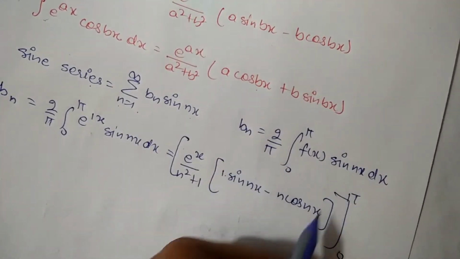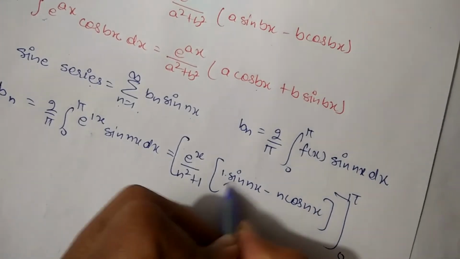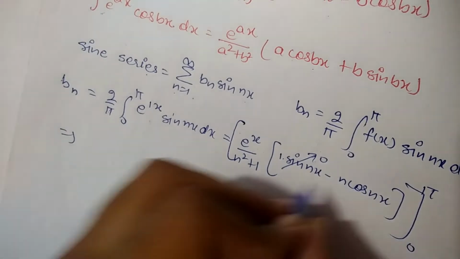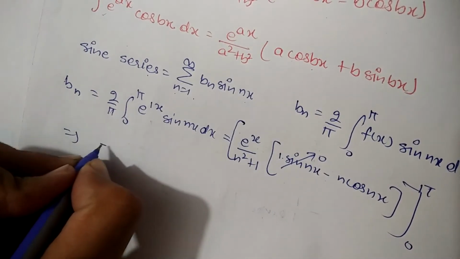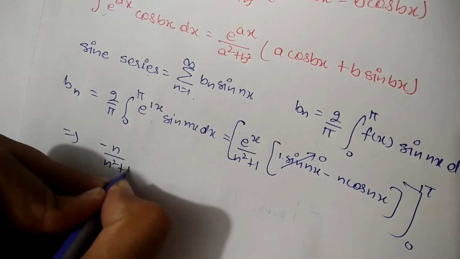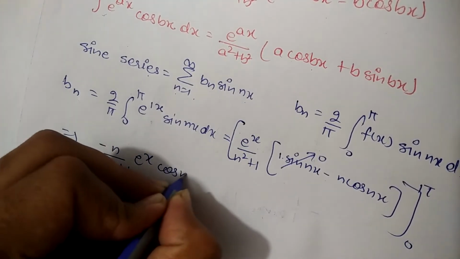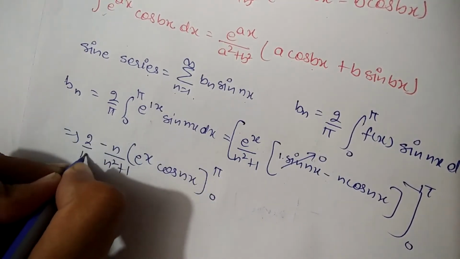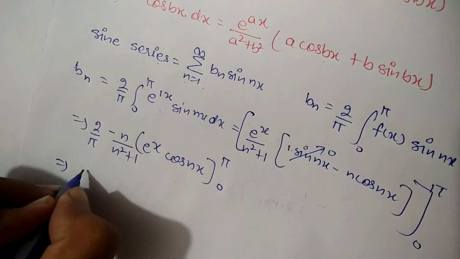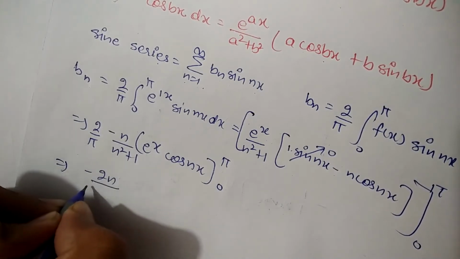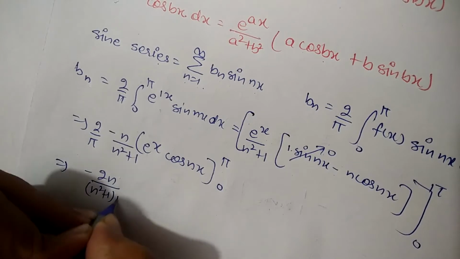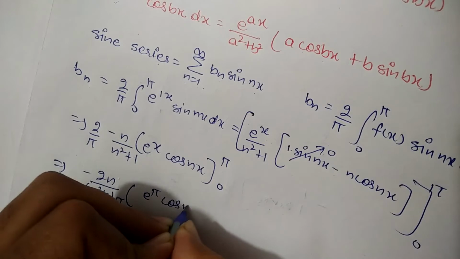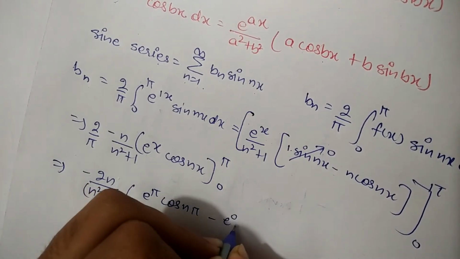Okay, so we know that in between the limits 0 to pi, sin nx will be 0, as sin n pi is 0 and sin 0 is 0. So this term can also be written as minus n, I can take outside common, minus n divided by (n square plus 1) e^x cos nx. Now putting the limits 0 to pi, and 2 by pi is also with that. So this value will turn into minus 2n by (n square plus 1) pi, and e^x means e^pi cos n pi minus e^0 cos 0.